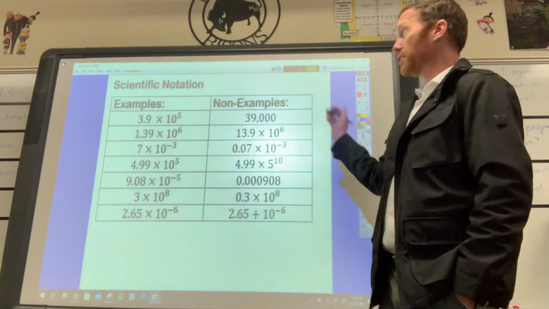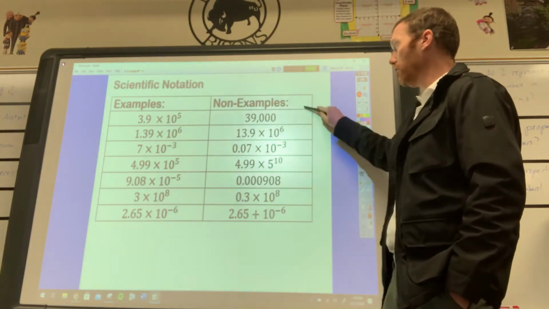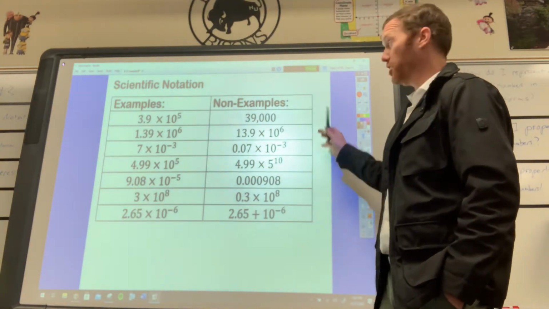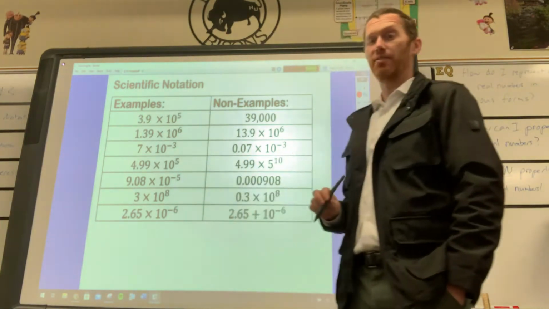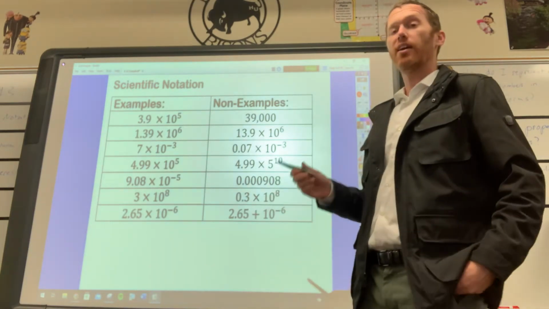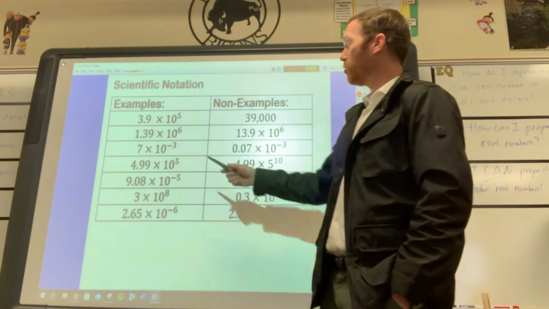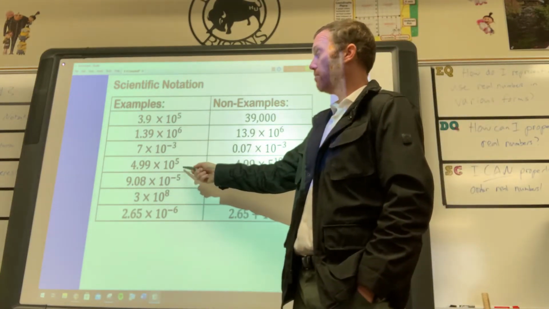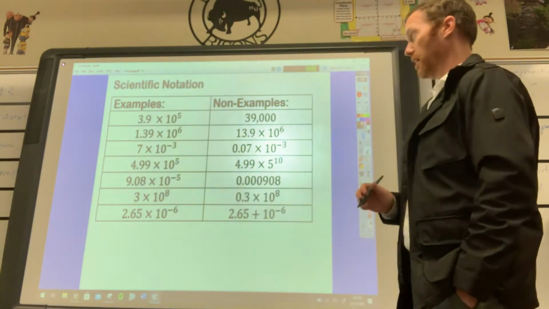We have a title, Scientific Notation, and then we have a bunch of non-examples right here, meaning they aren't scientific notation, and then a bunch of yes examples right here, meaning they are scientific notation. The problem is you don't know what scientific notation is yet, but if you use your brain and pay attention to the clues, you can figure out something about it by looking at the common qualities in the examples column.